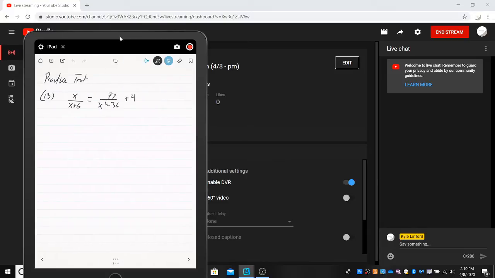Now let's get into the practice test. I was asked to go over problem 13. This is one of our rational equations, ones that deal with fractions. Now, my preferred method for solving rationals is to clear the fraction. So that's what I'm going to do for this problem. I'm going to attempt to clear the fraction.